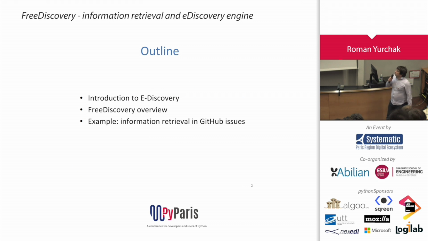So let's start. I'll start by introducing what e-discovery is used for and what it could be used for. Then review in detail the implementation of this library, and finally illustrate the information retrieval on an example of finding information in GitHub issues.